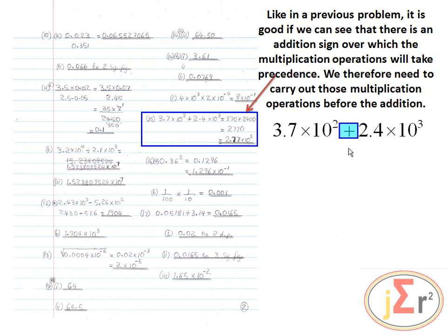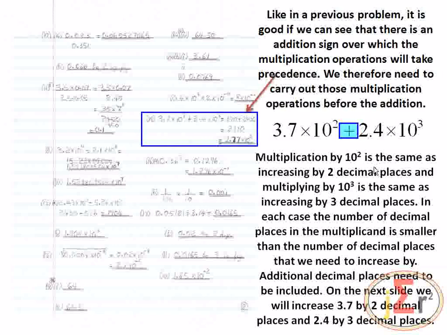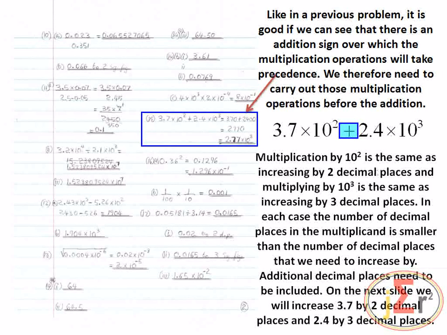And what do we know? Multiplication by 10 to the power of 2 is the same as increasing by 2 decimal places. And what we are about to do is perform the multiplication operations first, because those will take precedence over that notable addition sign that we have there. So multiplication by 10 to the power of 2 is the same as increasing by 2 decimal places, and multiplying by 10 to the power of 3 is the same as increasing by 3 decimal places.